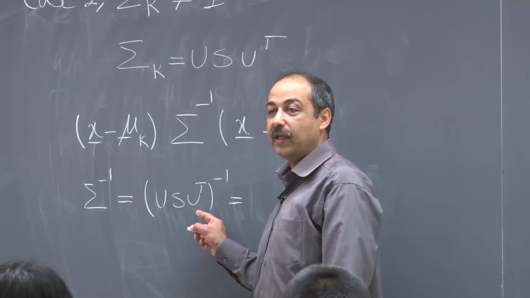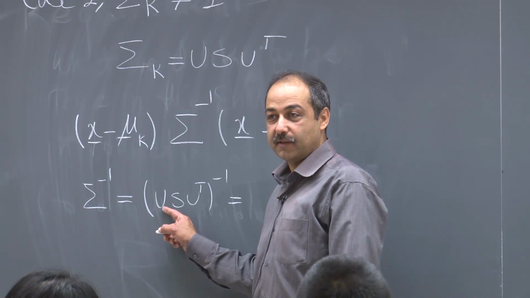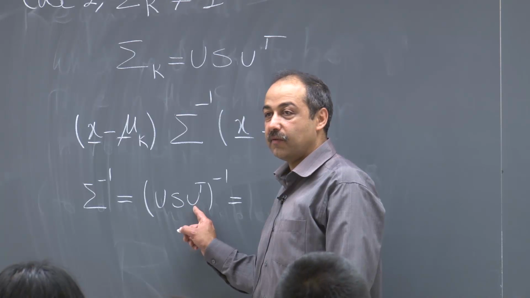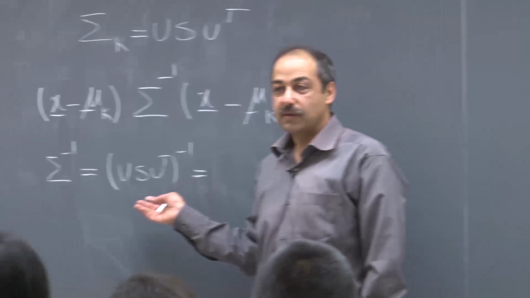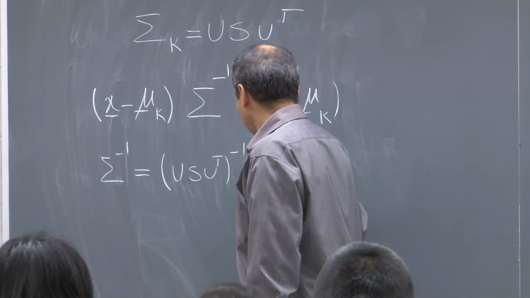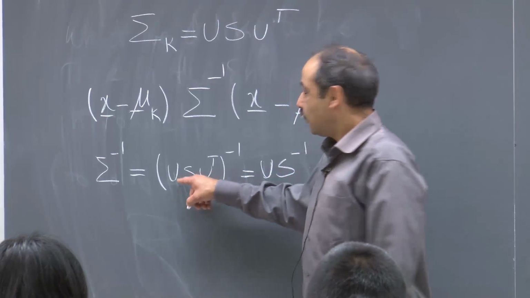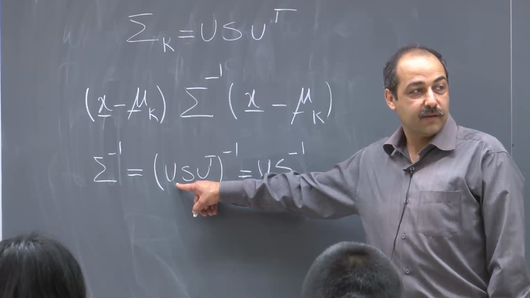It's U transpose inverse, S inverse, U inverse, right? But what's U transpose inverse? In singular value decomposition, U is orthonormal and V is orthonormal. If you have an orthonormal matrix, the inverse of an orthonormal matrix is the same as its transpose, right? So U transpose inverse would be U. Then it's S inverse, and U inverse will be U transpose.